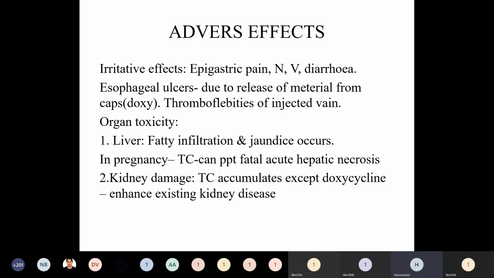Renal failure. Am I audible? One of you tell me. Am I audible? Excuse me, ma'am. You're audible, but we can't see the slides. Okay, okay. Thank you. I'll see. It's a net problem. I'll repeat adverse effects again.